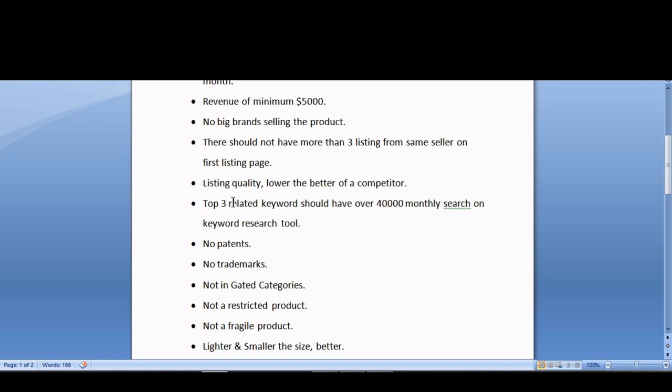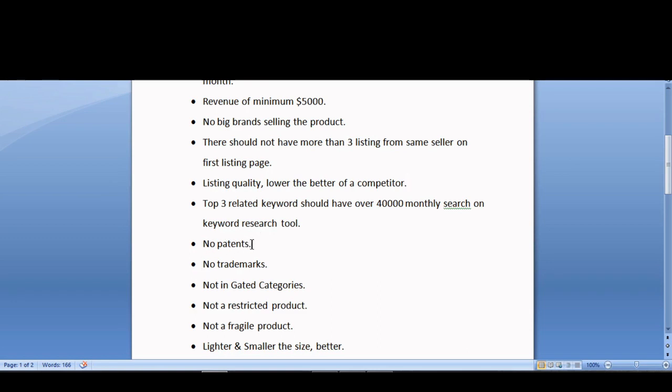Next, the top 3 related keywords should have more than 40,000 monthly searches on keyword research tools like Keyword Inspector and Merchant Words. If a listing's related keywords have more than 40,000 monthly searches, then that product will have more demand and growth in the future.